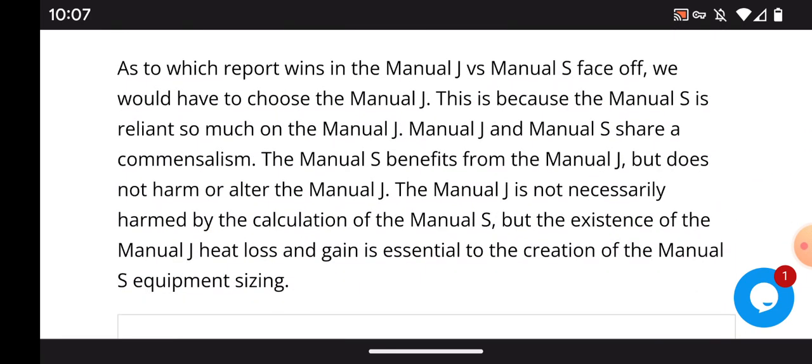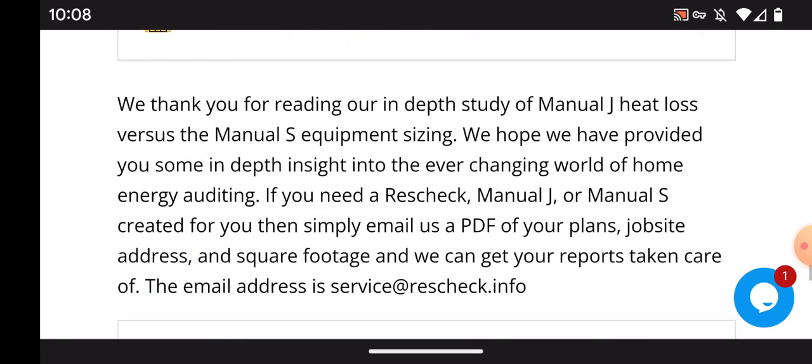As to which report wins the Manual J versus Manual S standoff, we'd have to choose the Manual J. This is because the Manual S is relying on so much of the Manual J. Manual J and Manual S share commonalities. The Manual S benefits from the Manual J, but does not harm or alter the Manual J. The Manual J is not necessarily harmed by the calculation of the Manual S, but the existence of the Manual J heat loss is essential to the creation of the Manual S equipment sizing.